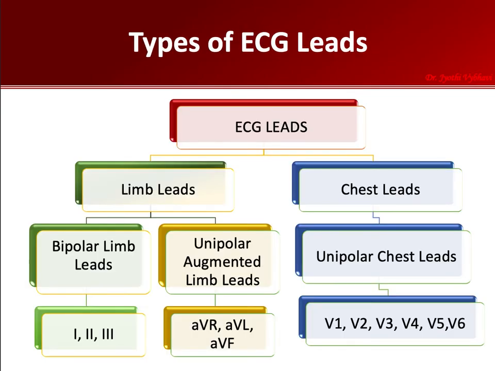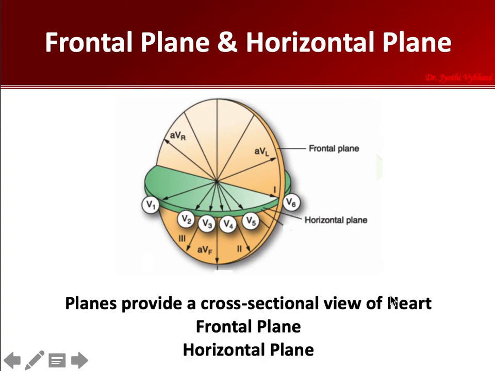Let's move on to the chest leads now. We had learned in the previous classes that for ECG leads, there are limb leads and chest leads. In limb leads, we extensively studied the bipolar leads and the unipolar limb leads, the augmented limb leads which are used today. And now we are going to learn about the unipolar chest leads. All together they make the 12 leads, right? Chest leads determine the electrical activity of the heart in the horizontal plane.